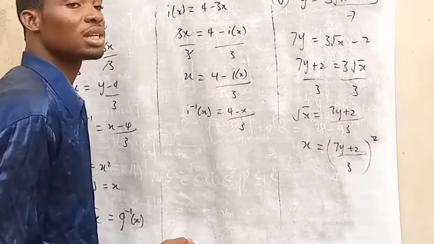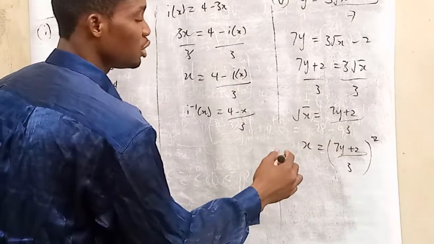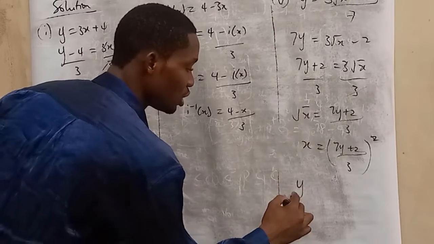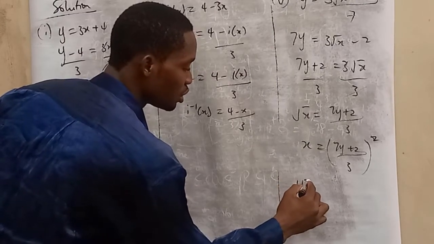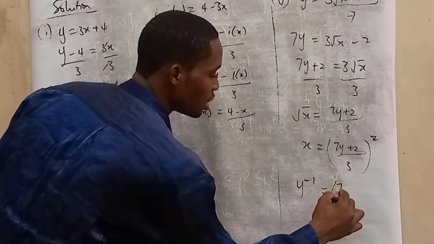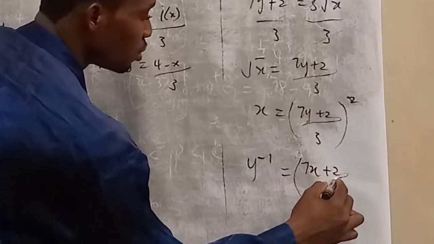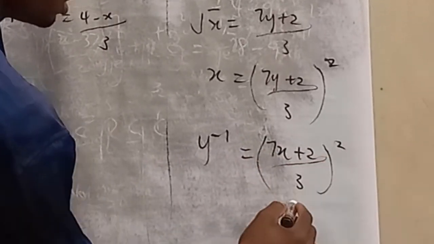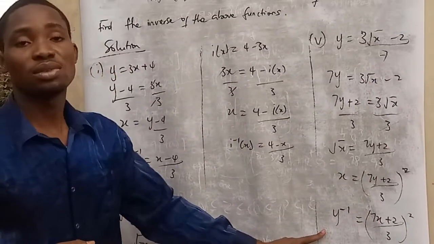Then last thing you have to do in that case is bring your y outside, bring your x inside. Or take your x inside. So y comes outside to become y inverse. x goes inside to become 7x plus 2 over 3 all squared. Which gives us our inverse of y as this.